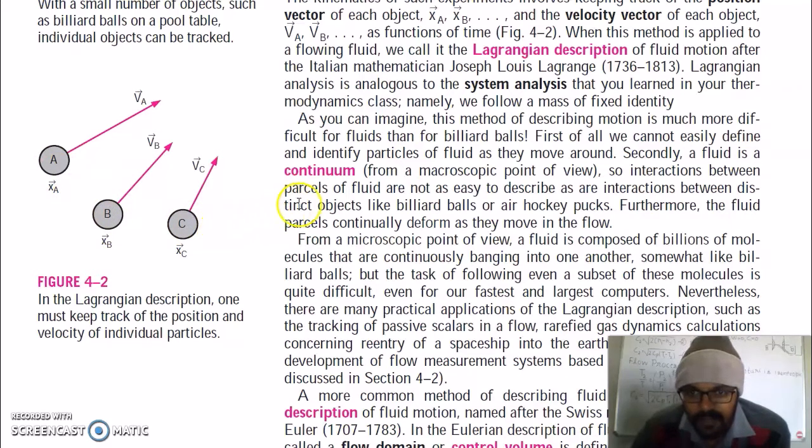So this method of describing the motion of A, B and C objects is not possible in the case of fluid, because fluid contains a number of particles. From a macroscopic point of view, interactions between parcels of fluid are not as easy to describe as are interactions between discrete objects like balls or air hockey pucks. Furthermore, the fluid parcels continually deform as they move in the flow.